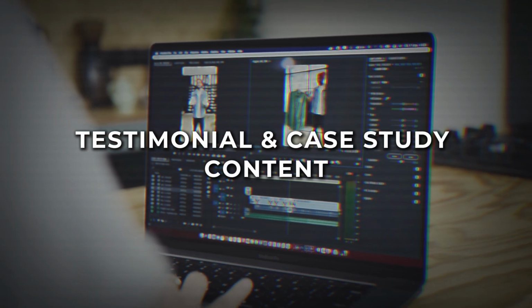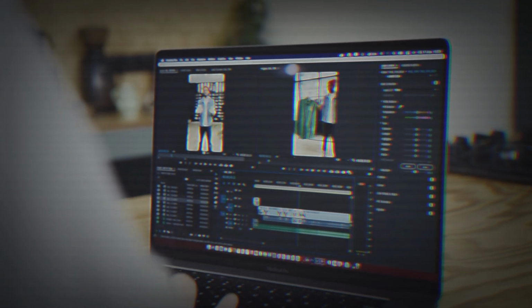And the third kind of content that you can create is testimonial and case study content, and these are best to generate inbound leads, because when people see the before and after state, they also want similar results, and that's why they reach out to you.